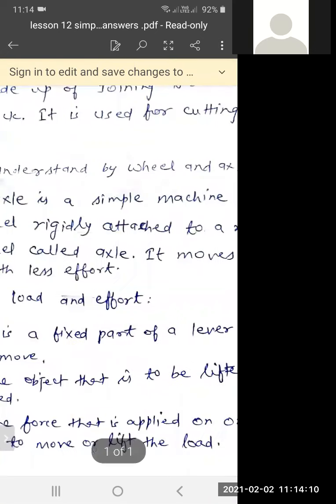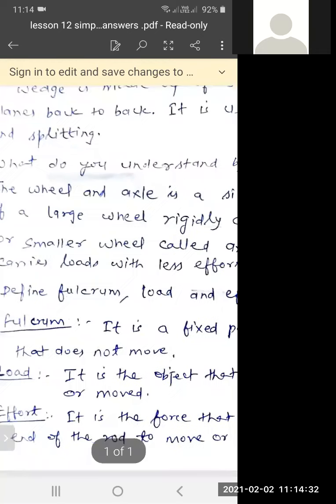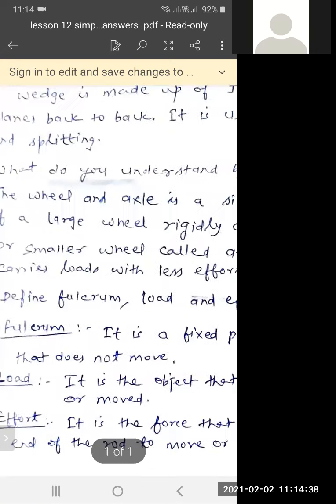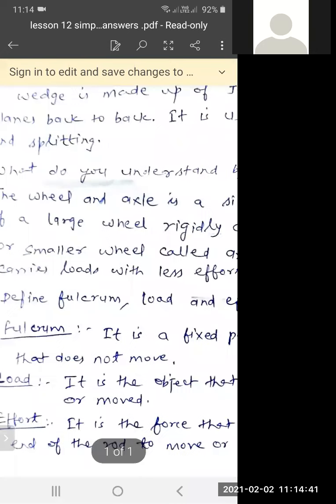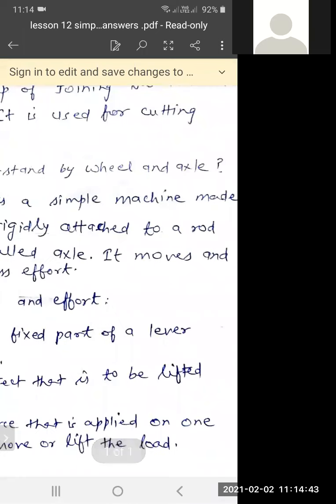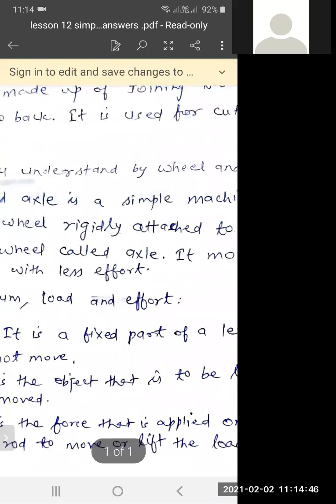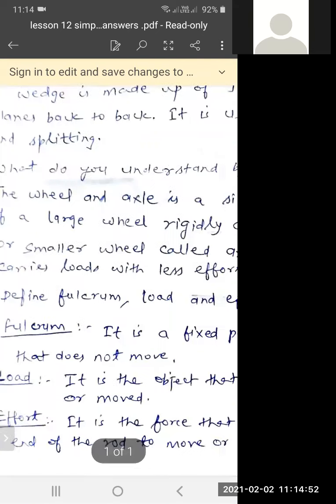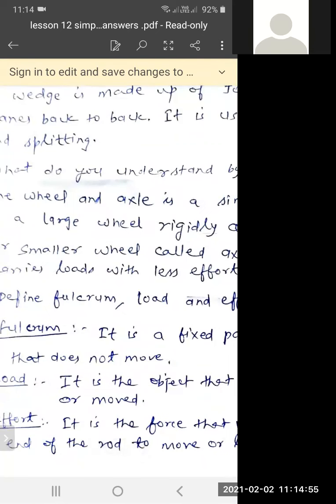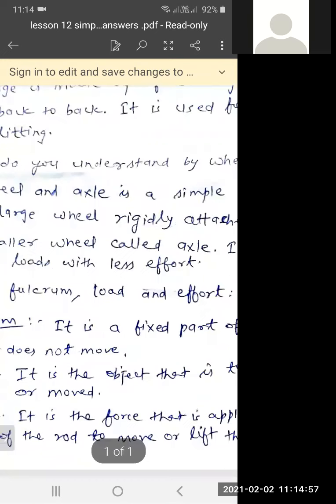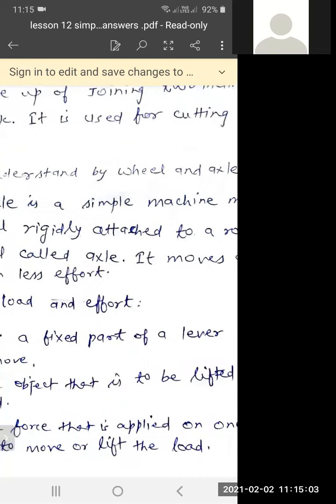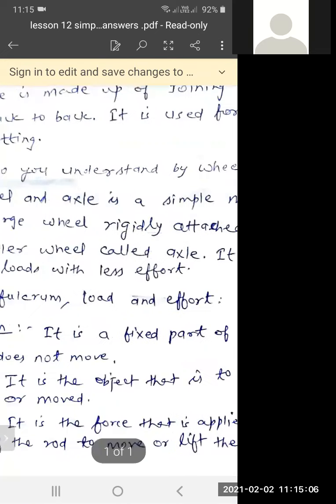Now effort. Effort means the force. It is the force that is applied on one end of the rod to move or lift the load. To move or lift that load, it is called the effort.